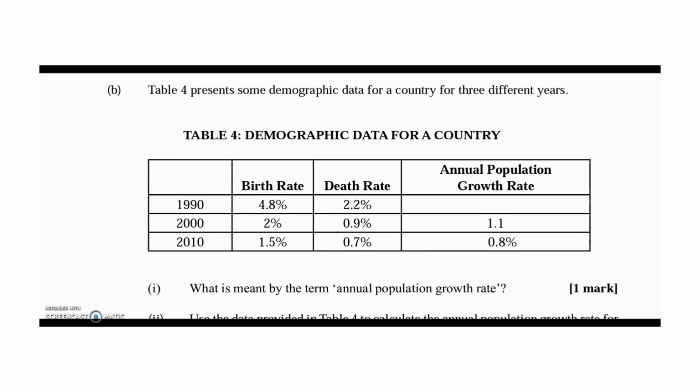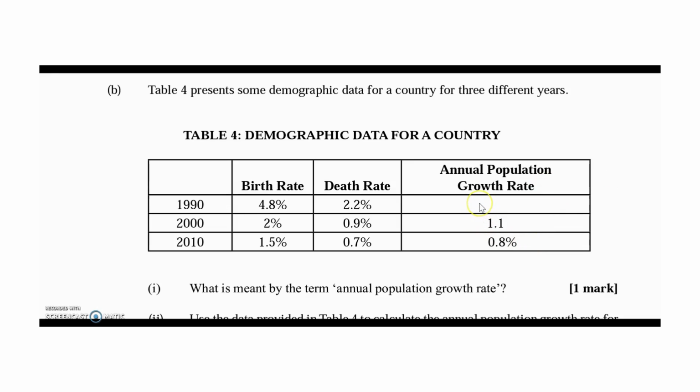We are seeing a period from 1990 all the way down to 2010, and we have 10-year gaps as a matter of fact. Now the annual growth rate, as you can see from the trend here, you take the birth rate minus the death rate, and you will be given the annual growth rate. For example, in the year 2000, 2 minus 0.9 is actually 1.1, which is here, right? The same thing applies to 1.5 minus 0.7, you get 0.8.